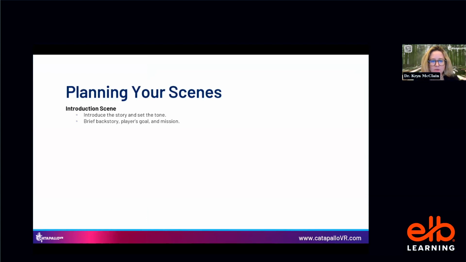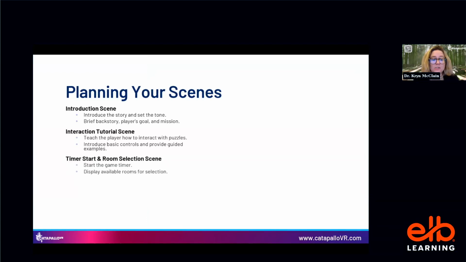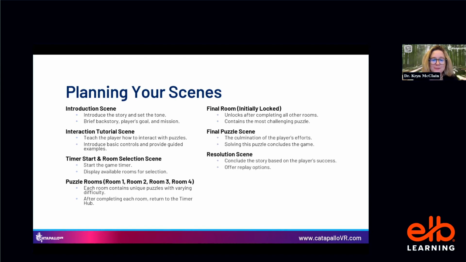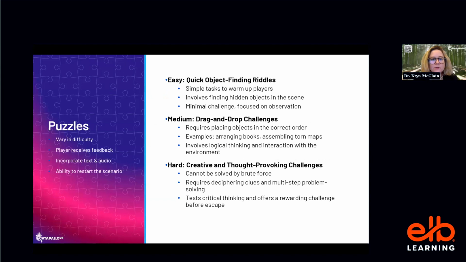So we always have an introduction scene. And again, you're going to get these slides. And then there's that interactive tutorial scene that you just saw. Then we're going to start that timer. Once they get everything and they're ready, then they start the timer. And then there are 4 puzzle rooms, an initial locked room, and then the final puzzle scene. And then there's always a resolution. We've got to hear how the story ends. And then there is a fail scene. So if the timer runs out or there are different fail mechanisms within the module that you can get to, that way you can restart. So let's talk about puzzles and different puzzles you can do in CenarioVR.